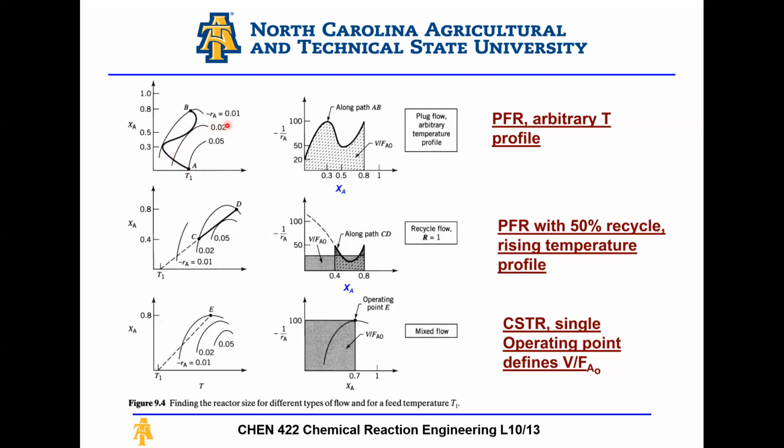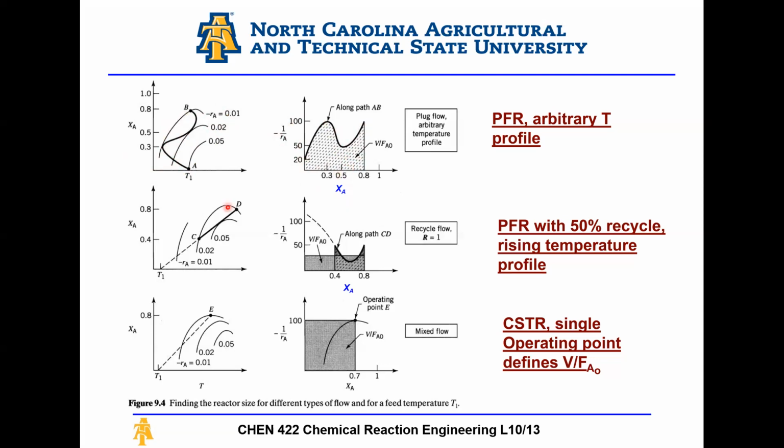T2 reaction rate 0.02. T3 reaction rate 0.01, go back to 0.02, all of this stuff. And then I'm going to plot minus 1 over RA versus XA, and I'm going to get this sort of curve. If I integrate this curve, I'll get the area under this curve. This will be the volume of the, or V over FA naught for the PFR for the system.